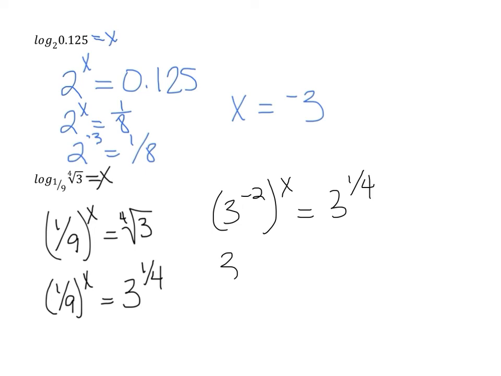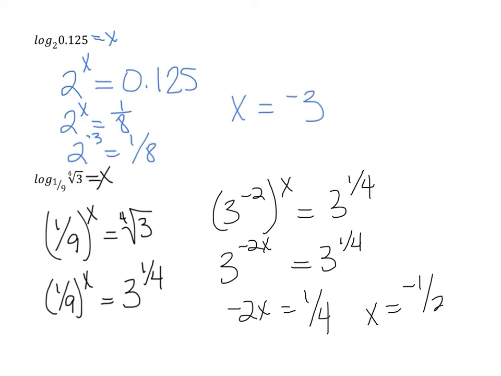So that means 3 to the negative 2x equals 3 to the 1/4. And then we simply solve negative 2x is equal to a 4th. So now we just solve for x, and we get that x is equal to negative 1/2. 1/8, not 1/2.